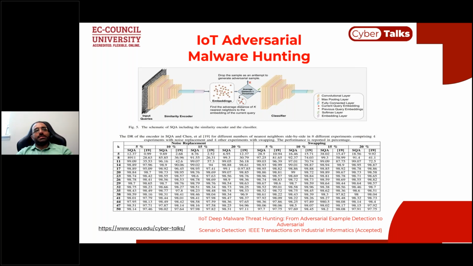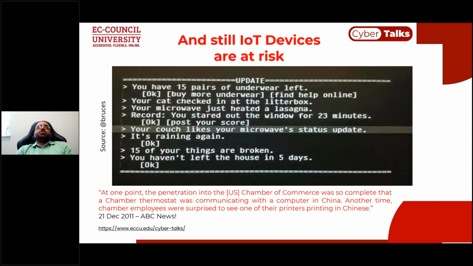However, with all these attempts, still IoT devices are at high risk. Our main motive for starting this work in the IoT OT environment was this statement from ABC News in 2011, that at one point the penetration into the US Chamber of Commerce was so complete that the chamber thermostat was communicating with the computer in China.